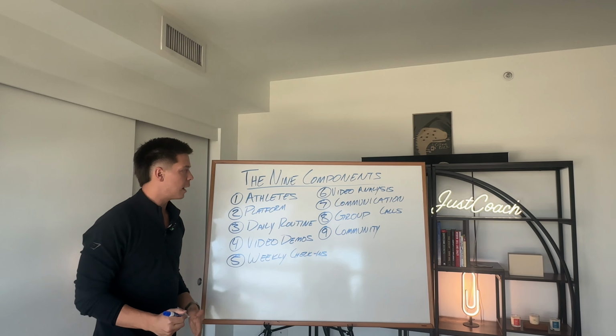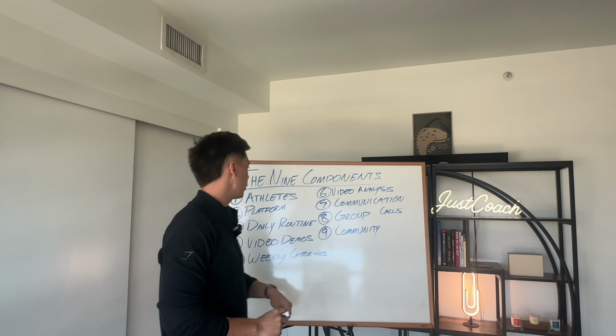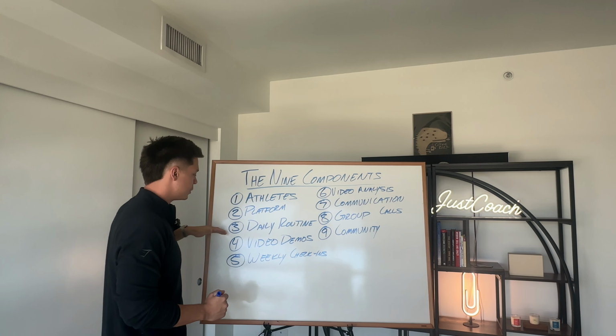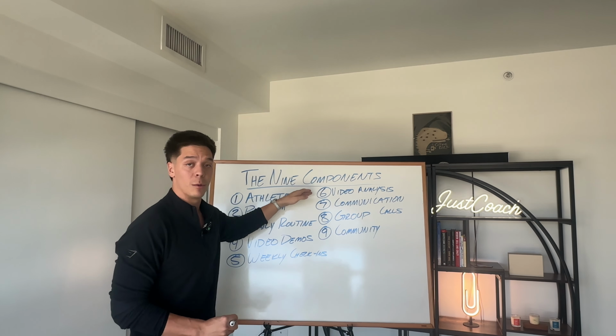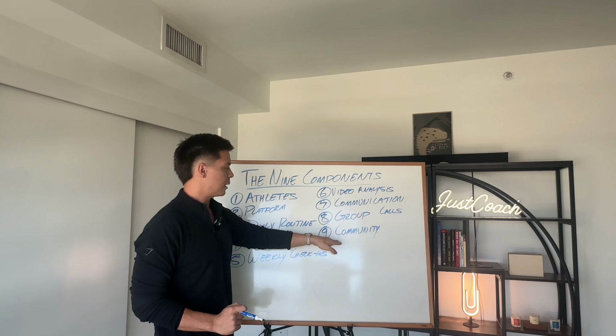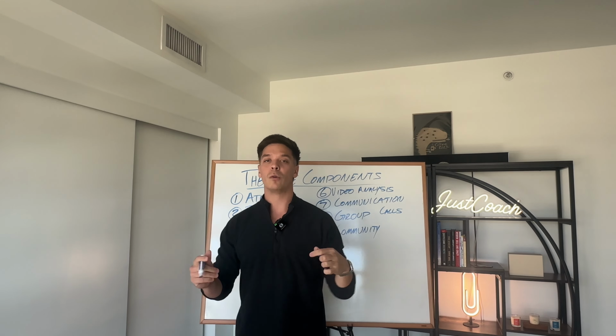So these are the 9 components that you need to have in order to have an effective online training program. The first one, athletes. Second one, a platform. Third one, a daily routine. Fourth one, video demos. Fifth one, weekly check-ins. Sixth one, video analysis. Seventh one, a communication cadence. Eighth one, group calls. Ninth one, community.